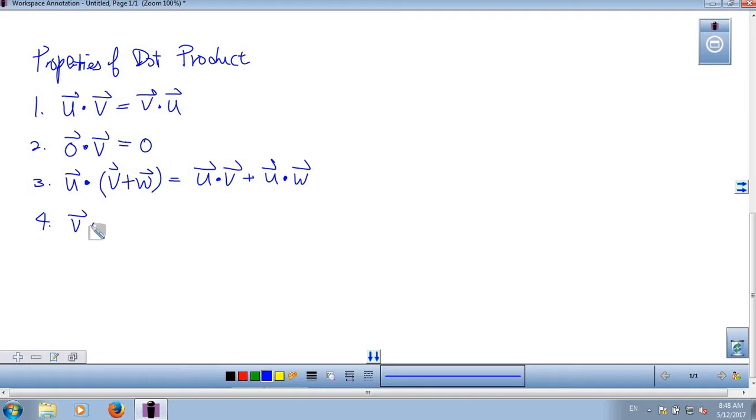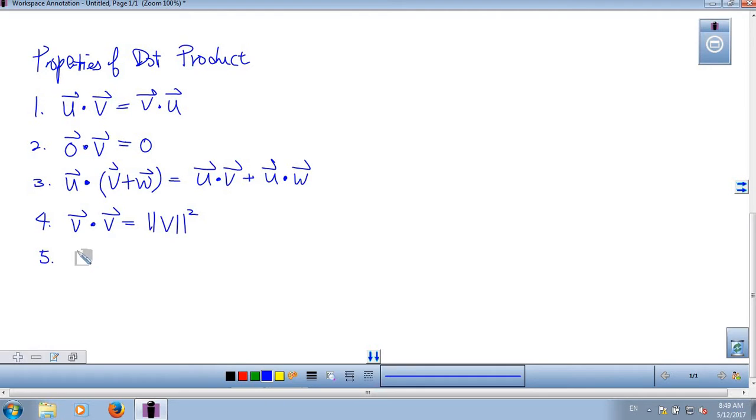And what about the vector dot itself? Well, as we know, vector v dot itself will be equal to the magnitude of v times the magnitude of v times the cosine of the angle between v and itself. But the cosine of the angle between v and itself is just the cosine of 0 degrees, which is just 1. So this is just magnitude v squared.